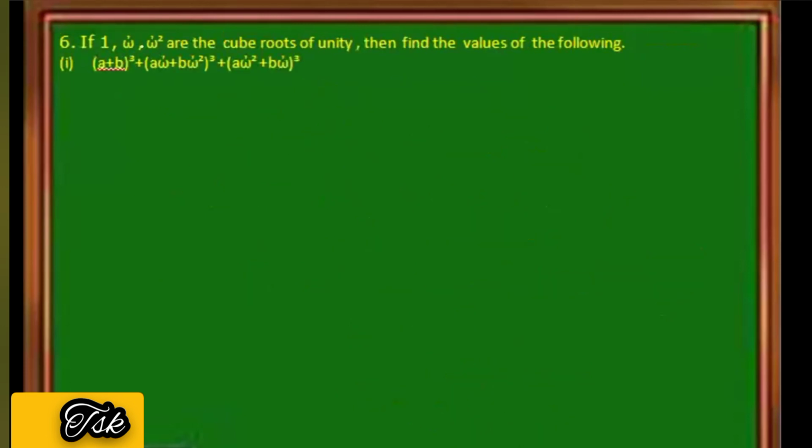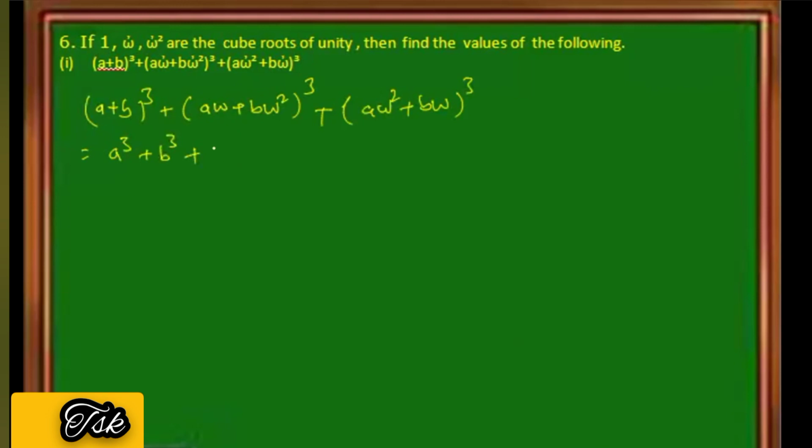Next one. If 1, omega, omega square are cube roots of unity, then find the value of the following. First, a plus b whole cube. Next, a omega plus b omega square whole cube. And then a omega square plus b omega whole cube. You can take omega cube common and make it 1, or else directly write the formula: a cube plus b cube plus 3a square b plus 3ab square. This is the formula. Similarly, apply the formula for this.